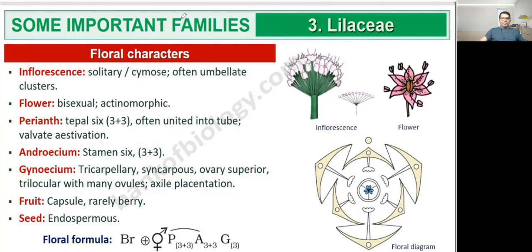We'll be discussing this floral character. Inflorescence solitary and cymose, often umbellate. Flowers are bisexual and actinomorphic. There is a perianth instead of sepal and petal calyx. There is no differentiation between calyx and corolla, so there is a perianth. The perianth unit is called tepal. So tepals are six, 3 plus 3. Often they are united into a tube and show valvate aestivation. Androecium: stamens are 6, 3 plus 3, the outside.